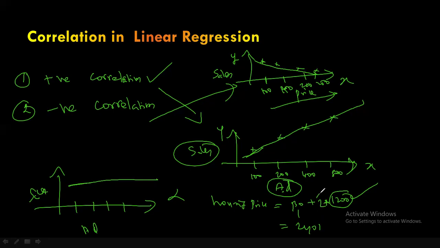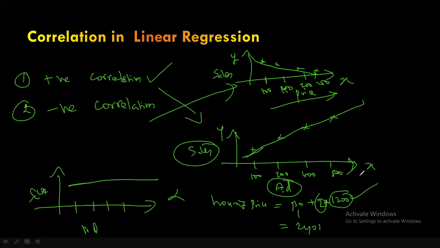What if the slope value is negative? If the slope value is negative, what will happen is that every 1 unit increase in your square feet reduces the value by this much. That is how you need to understand. Anyhow, we will see that a little later.